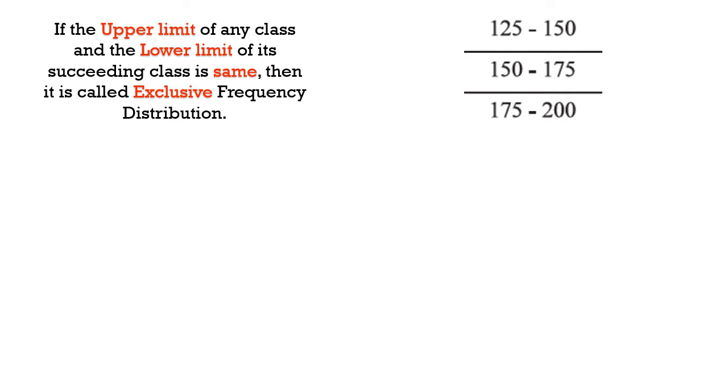You can see the same thing with the second and third classes. The upper limit of the second class is 175 and the lower limit of the third class is also 175. So that way this kind of frequency distribution is called exclusive frequency distribution.